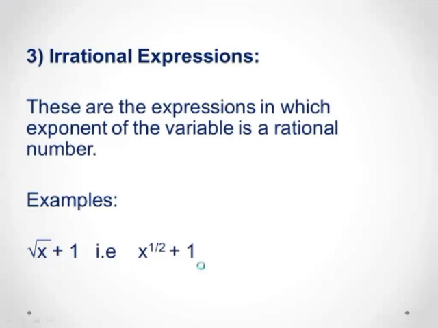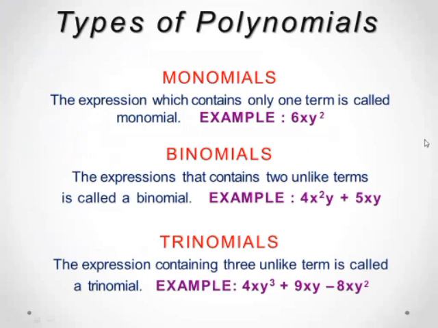There are some different types of polynomials. We are going to discuss here all the 3 types: monomials, binomials and trinomials. What are monomials? Monomial is a single termed expression. Single term means here you can see 6xy square example. Term means the product of a number and the variable. It is known as a term over here. Here it is not connected by any positive or negative sign, so this is a single term. It will be considered as one termed expression or monomial.